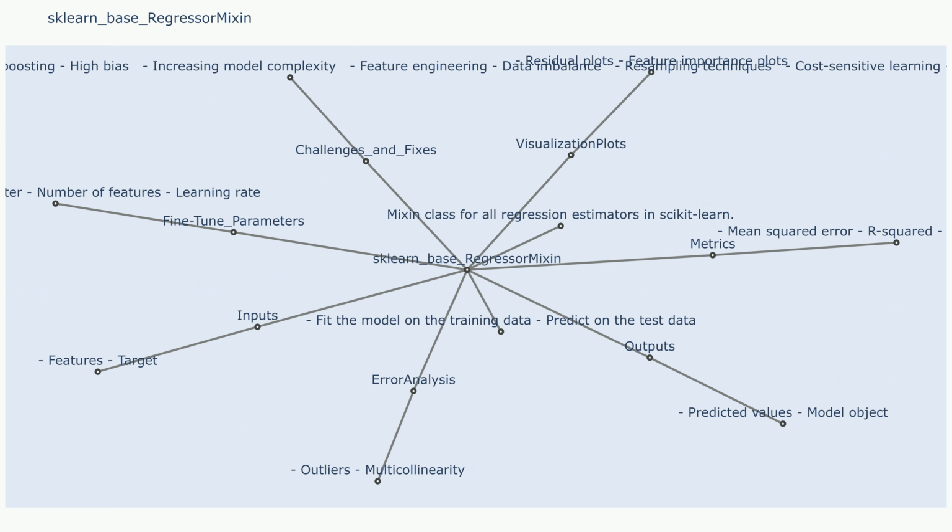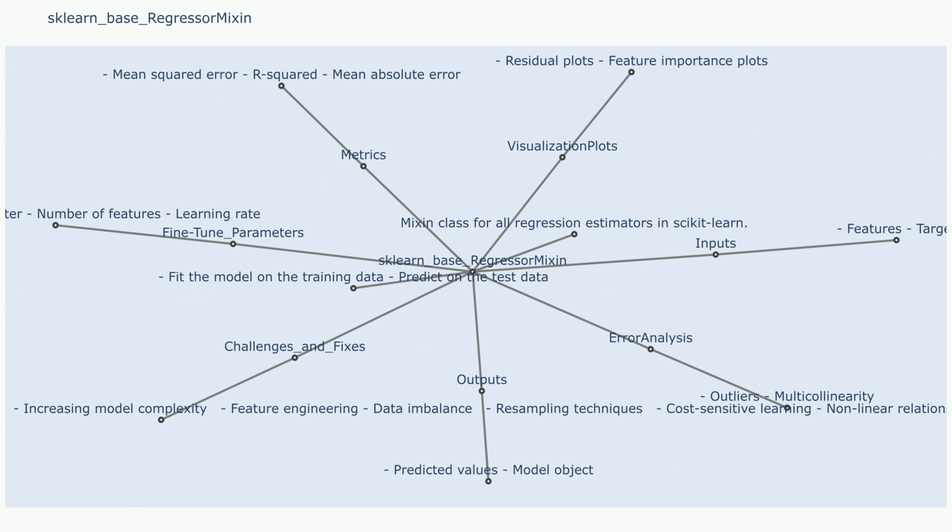Outputs: trained model. After fitting the model with training data, the RegressorMixin object itself represents the trained model, ready to make predictions. Predictions: when given new input data features, the trained model can generate predictions for the target variable. These predictions are typically in the form of a NumPy array.